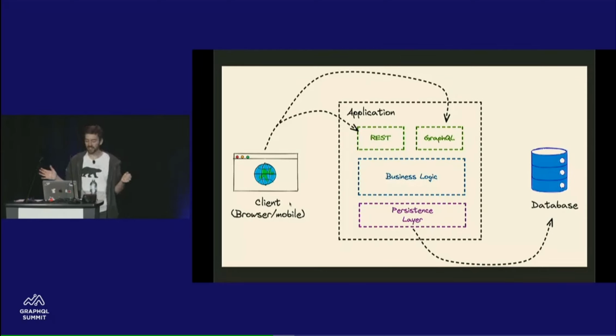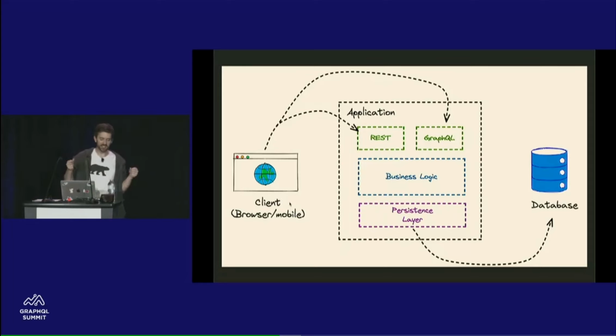On the left-hand side, you might have the client. It could be a web browser, could be a mobile client, whatever it is. Those clients are going to be making some kind of request to your backend. It could be REST, it could be GraphQL queries. The business logic layer is basically the meat of your application. That's deciding what bits of data to pull together, what actions to do, what things to fire off. That's where the business logic comes in. The persistence layer is the piece that reads and writes stuff to the database. So this is the conceptual framework and where business logic fits in.